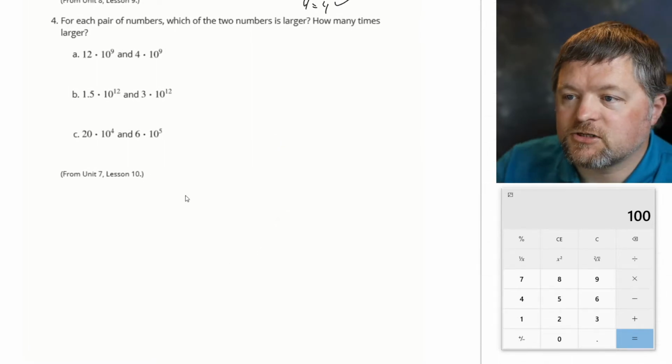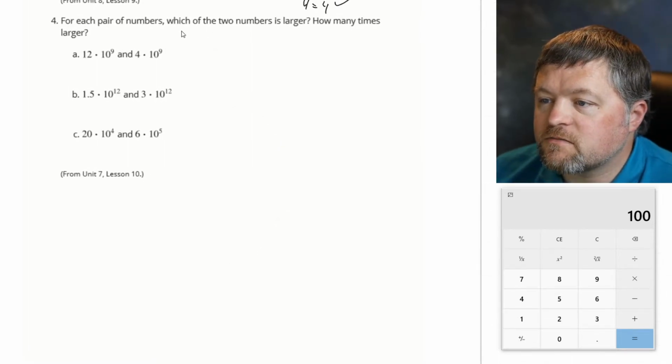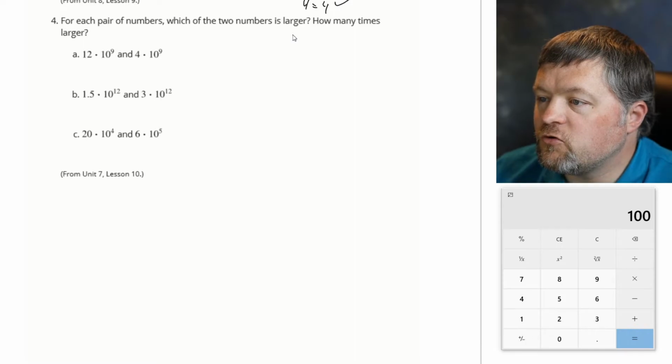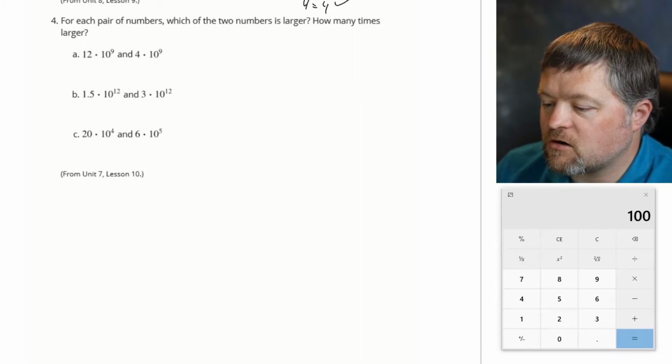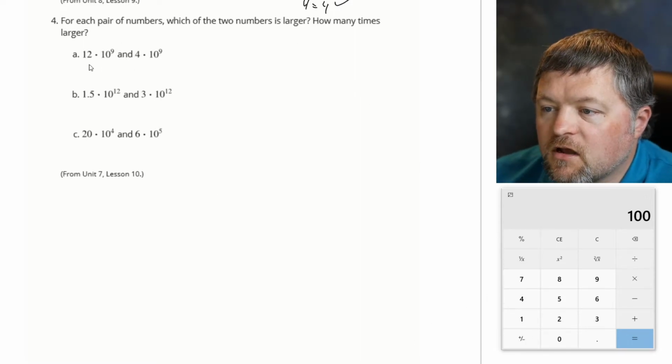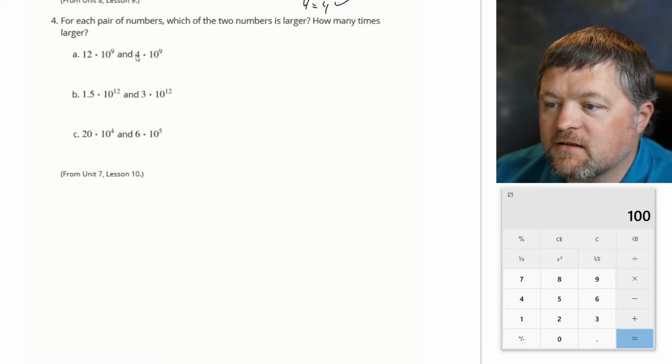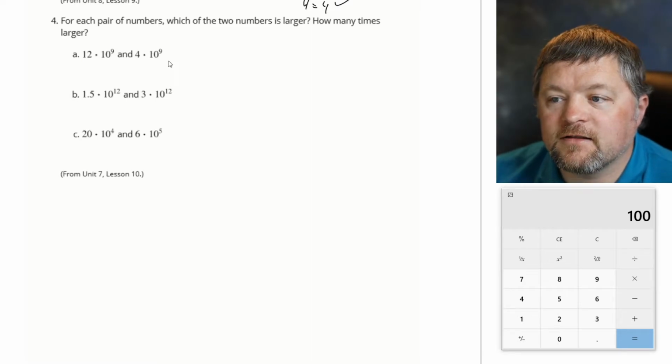Okay, next question here. For each pair of numbers, which of the two numbers is larger? So what is larger? 12 times 10 to the 9 or 4 times 10 to the 9?